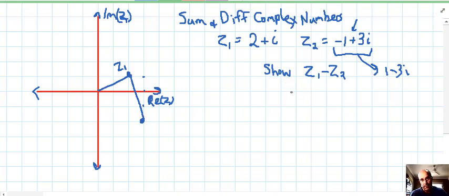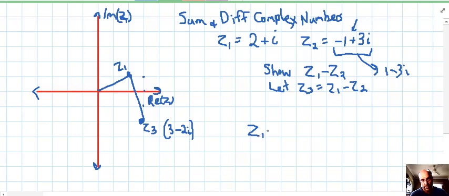So basically, we let Z3 equal Z1 minus Z2, just to help call it something. Z3 would actually be there at 3 minus 2i, because it's at 3 minus 2i.